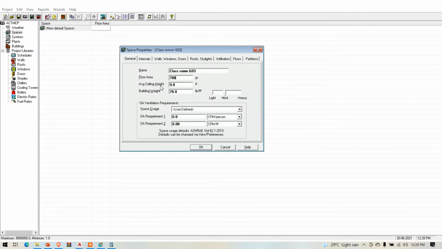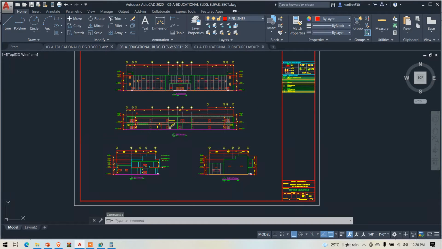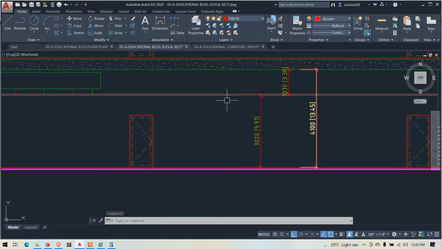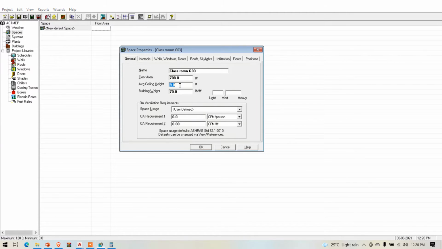And next they are asking the average ceiling height. If you want to know what the height is, first we need to check whether we have a false ceiling or not. If we have a false ceiling, up to the false ceiling level we have to consider. See, we have a false ceiling over here and the height from the floor to the false ceiling is 9.91 feet. So we can consider that as approximately 10 feet of height.